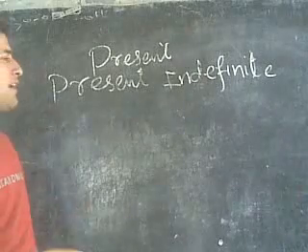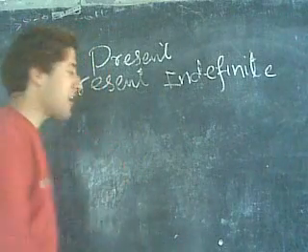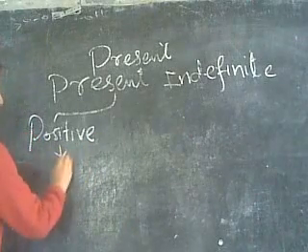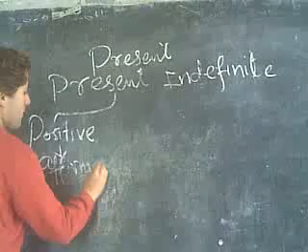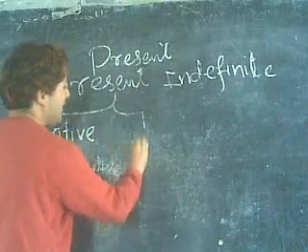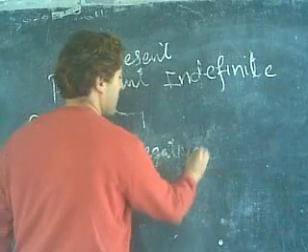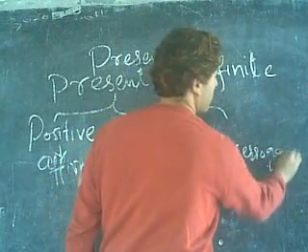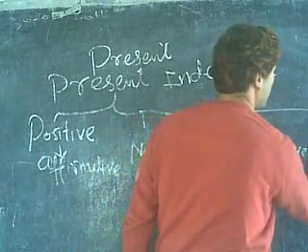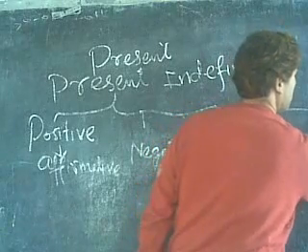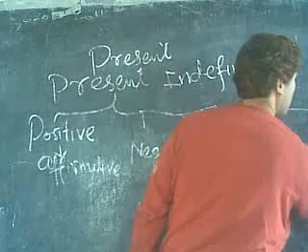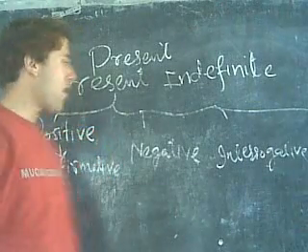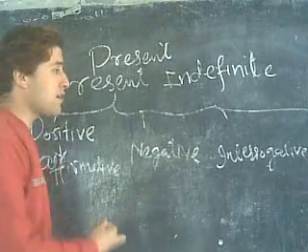Not types, we will say every tense has four different types of sentences. One type of sentence is positive, or what we call affirmative. The next one is negative. The third one is interrogative. And the fourth one is interrogative negative. So how many types of sentences are there? One is affirmative, one is negative, one is interrogative, and one is interrogative negative.